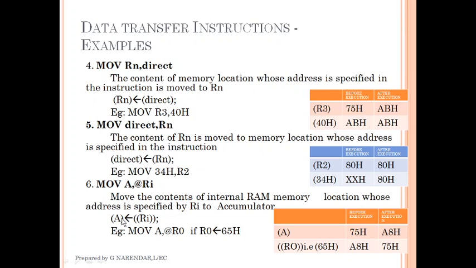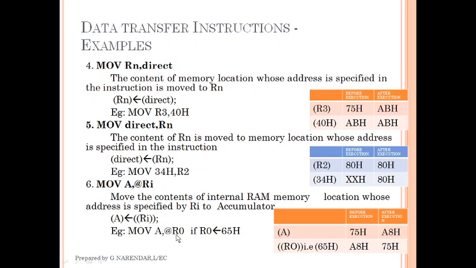So here you can see how we can represent this symbolically: the content of Ri. You can see there is a double bracket. That means the content of Ri is to be copied to register A. We can make it clear if we see an example.